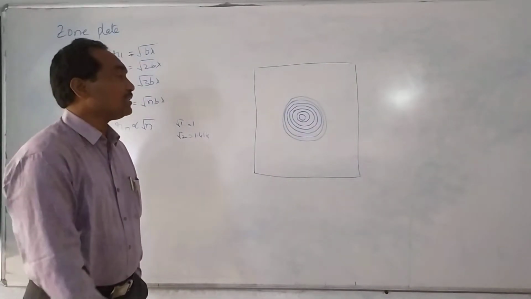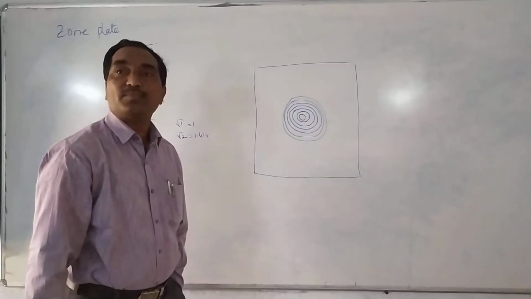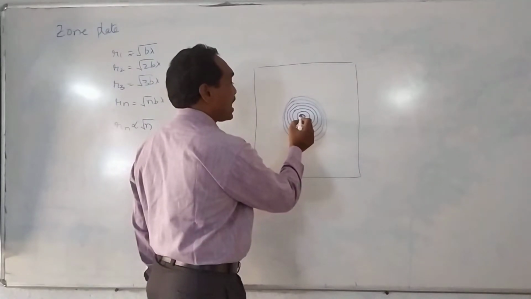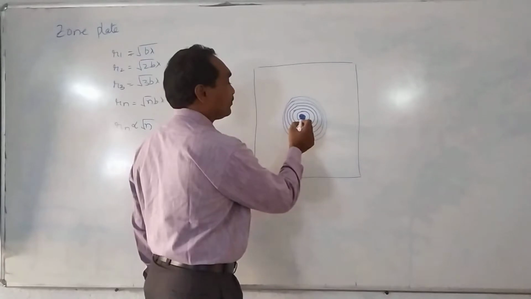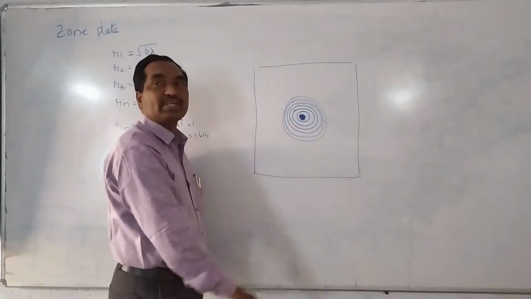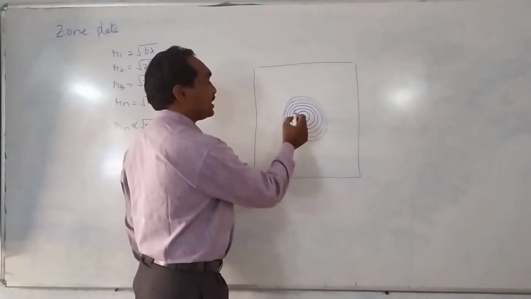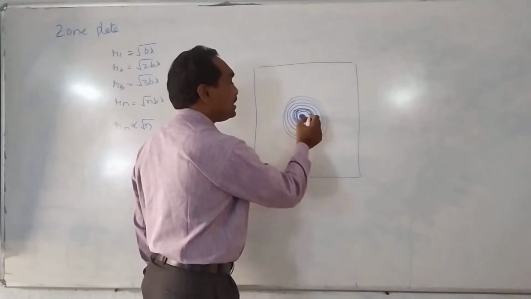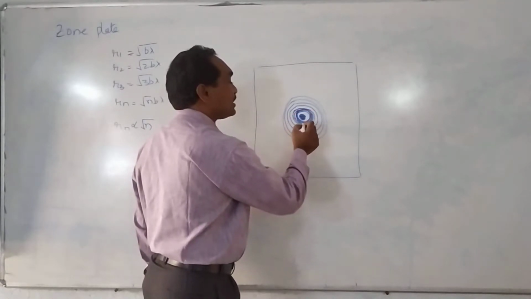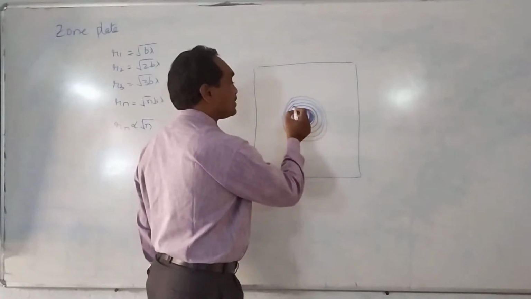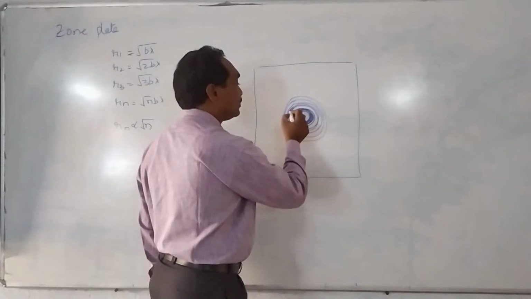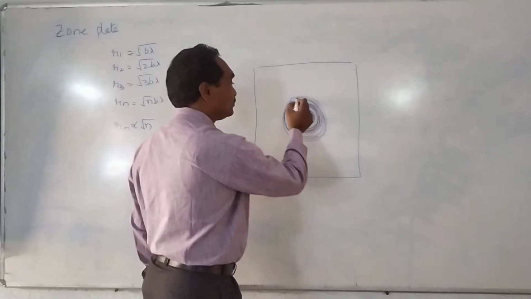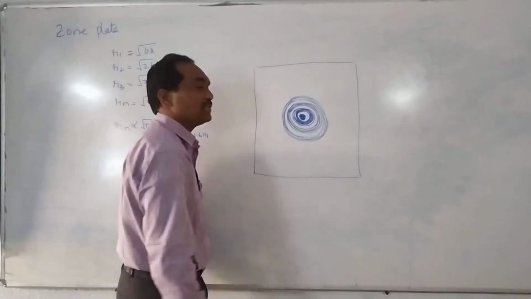And after that, on this white paper, we paint alternate circles black. For example, the first circle is painted black, the second half circle is omitted, and the third half circle is again painted black. So similarly, we paint alternate rings. Then what happens? A number of lines are drawn like this.